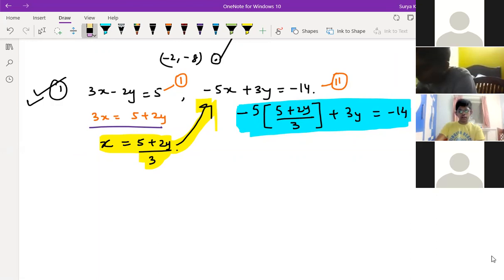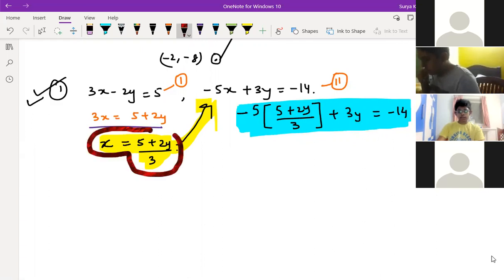All the y should be on one side. Where x should be on one side? Like 2y and 3y, both are in the same equation, that's what I'm saying. No, I have taken this equation. If you see this equation, we got the x equation from here.